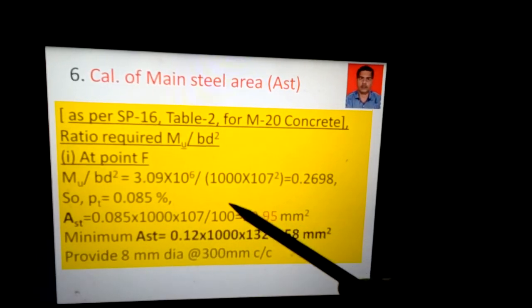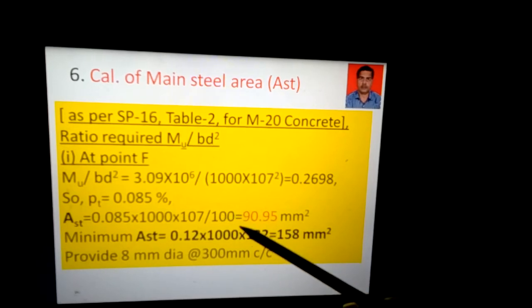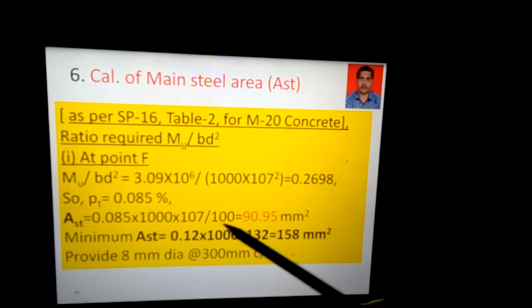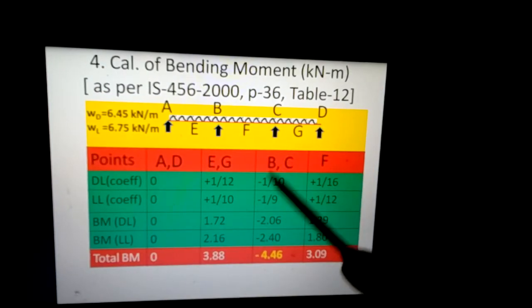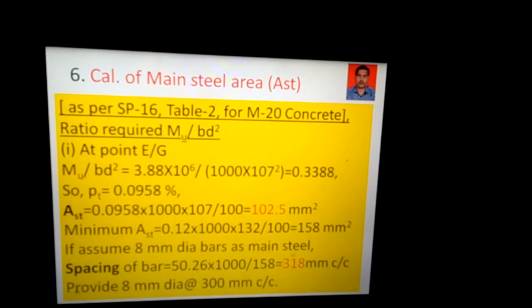Now for the point F, that is the midpoint of the intermediate span. The total moment for the midpoint F, you can see in the diagram, for F this is 3.88. For this moment we have to find out Mu by b d square. 3.88 into 10 to the 6 divided by 1000 into 107 square, the d square, so this comes to 0.3388. So the percentage value pt comes to 0.0958%. Corresponding to this percentage, the area of steel Ast comes by putting all values as 102.5 millimeter square.